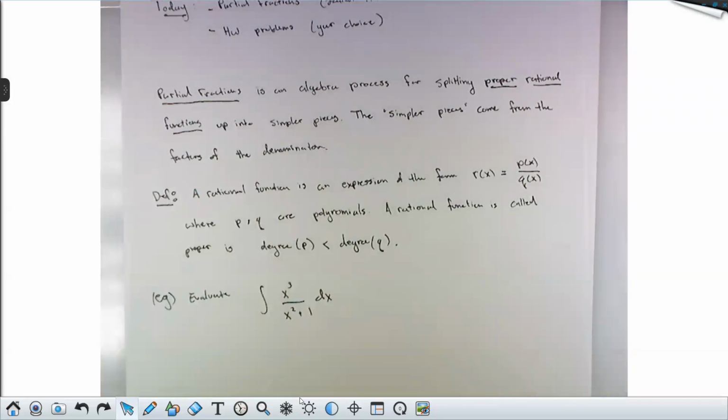Let's try this. The integral here is an integral of a rational function. Right? The thing inside is a ratio of two polynomials. The top is just x cubed, that is a polynomial. The bottom is x squared plus 1, that is a polynomial. The degree of the top is 3, the degree of the bottom is 2. So this is not a proper rational function.